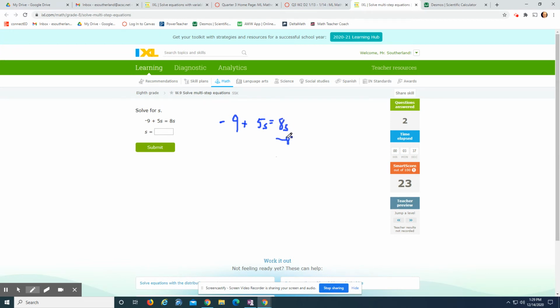So I'm going to subtract 8s on both sides. Negative 9 drops down. And then 5 minus 8 is negative 3. The s stays with it. Equal sign drops down. Notice how we went from a plus sign, because this is negative 3, to a minus sign. And then 8 minus 8 is simply 0.